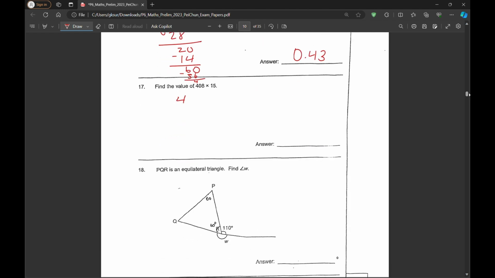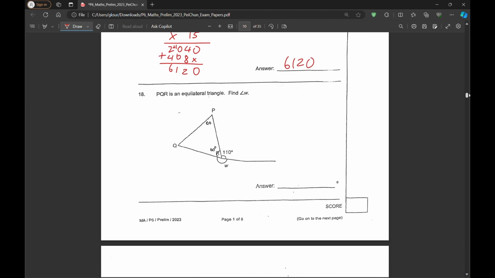Question 17, find the value of 408 multiplied by 15. So this is a straightforward multiplication question. 5 times 8 is 40, and then you add the 4 at the top. 5 times 4 is 20, and then you ignore this column. 1 times 8 is 8, 1 times 0 is 0, and 1 times 4 is 4. And then you add everything up. You'll get 6120 as your final answer.